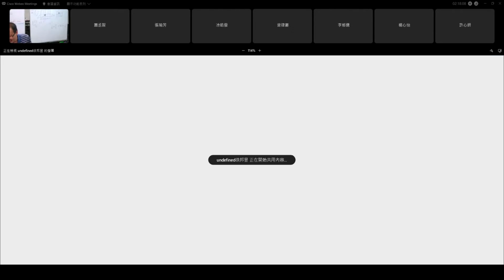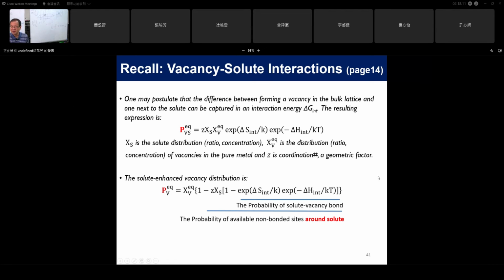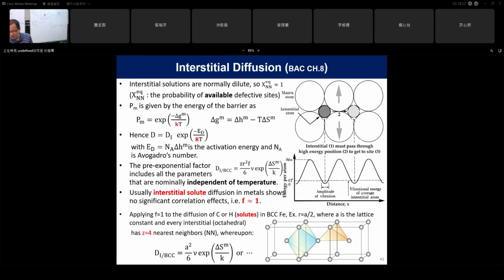Okay, so let's move on. All right, this page I have learned it. We have learned it. It's the effect assisted interaction. We have learned it on page 14, so I will skip it.